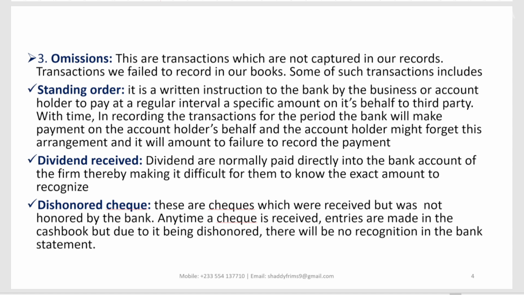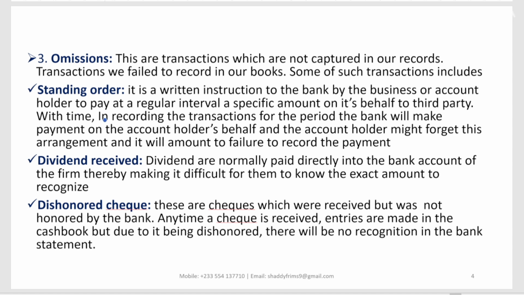Let's look at three, omissions. These are transactions which are not captured in our records, transactions we fail to record in our books. Some of these transactions include standing orders. A standing order is a written instruction to the bank by the business or an account holder to pay, at regular intervals, a specific amount on its behalf to third parties.